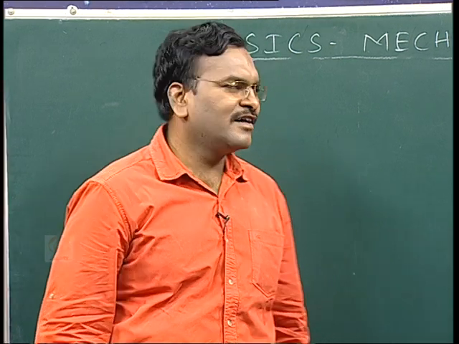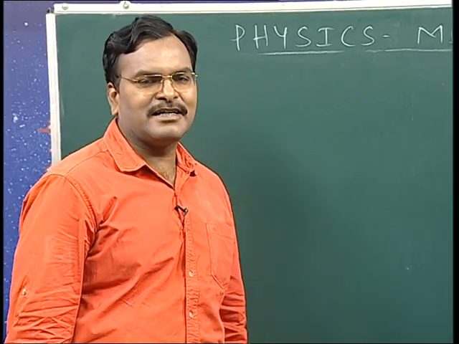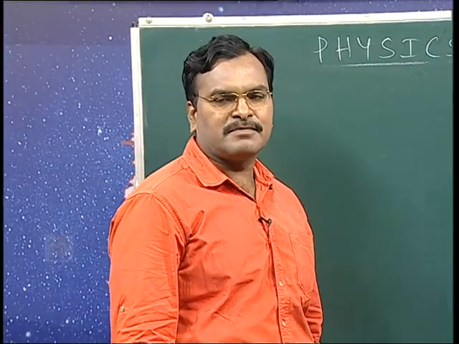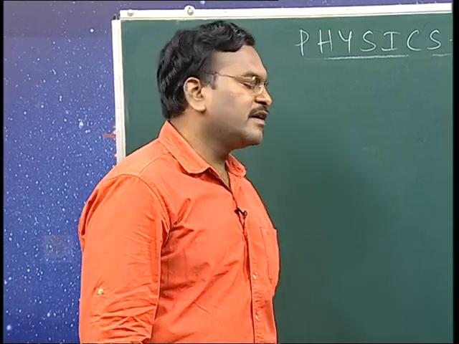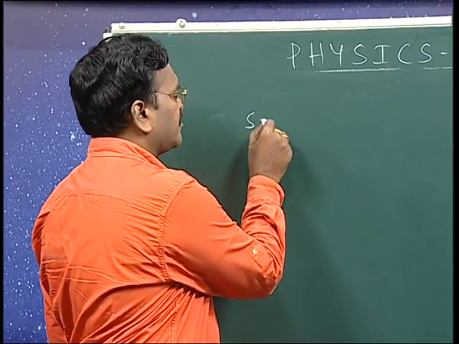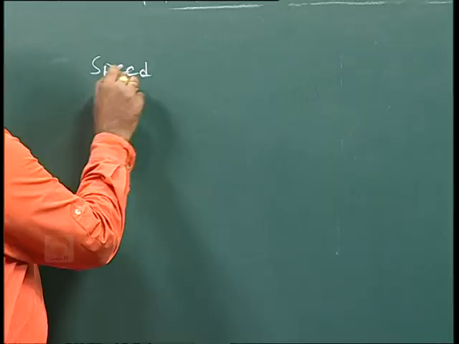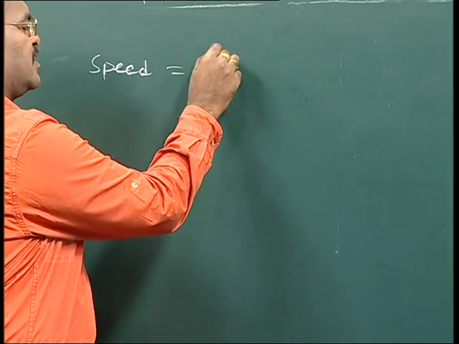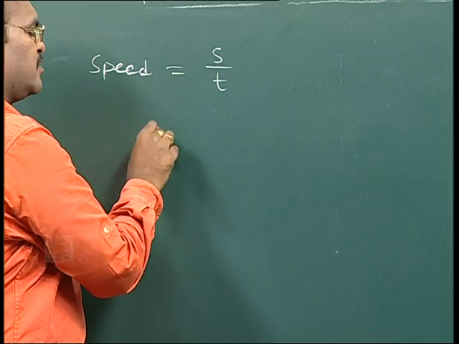Now, continuing from last class, where we already explained distance and displacement. Distance is scalar, displacement is vector. Next we have speed. What is speed? Speed is equal to distance by time. Speed is equal to distance by time.